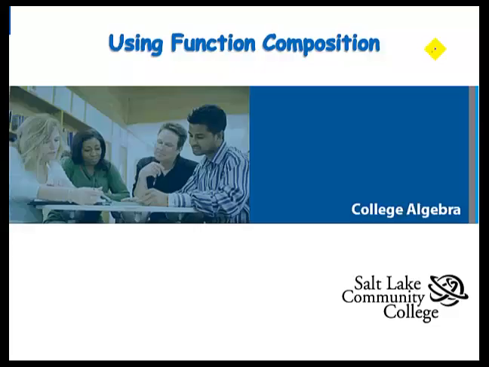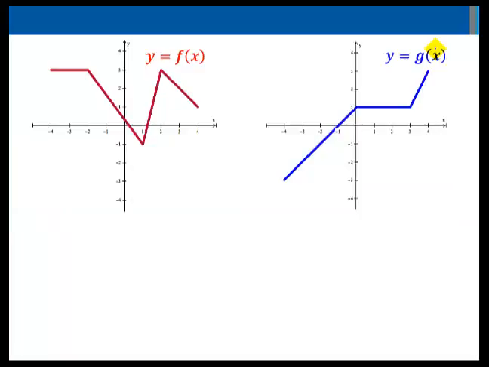In this lesson, we will work through some examples of function composition. Let's start with the graphs of y equals f of x and y equals g of x, and use these graphs to find g composed with f of negative 2, which is equivalent to g of f of negative 2. I'll start by finding f of negative 2 using the red graph y equals f of x. When x equals negative 2, y will be equal to 3.